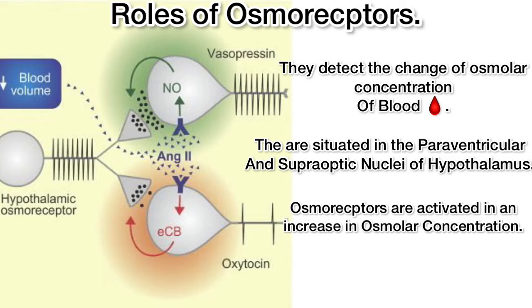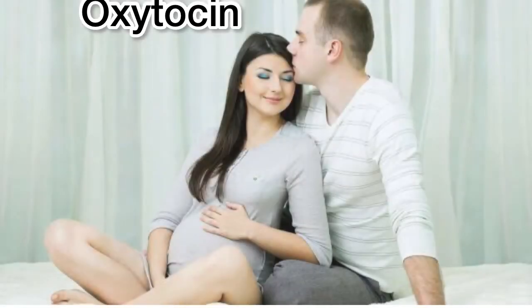Okay, so this will now increase the extracellular fluid volume and then bring about the restoration of normal osmolarity. Let's talk about the second hormone, which is oxytocin. We'll look at the source of its secretion, also the chemistry and the half-life, and also its action in female and its action in male.